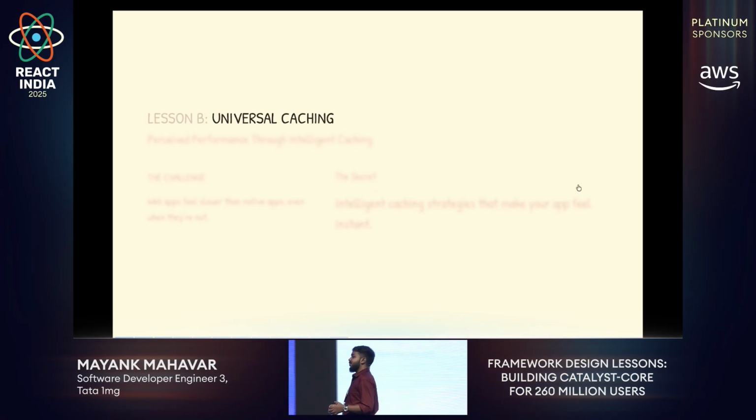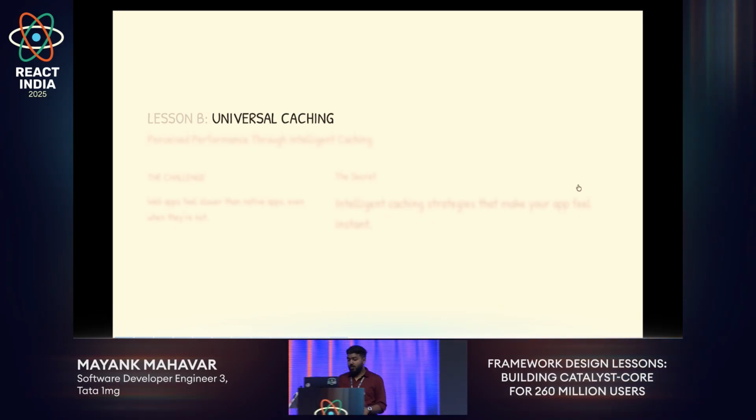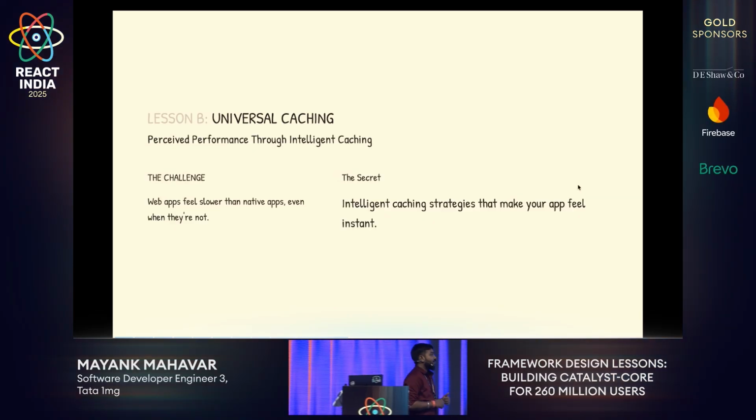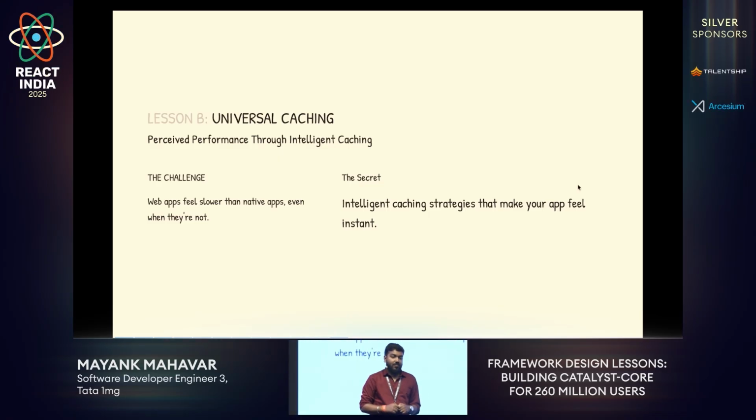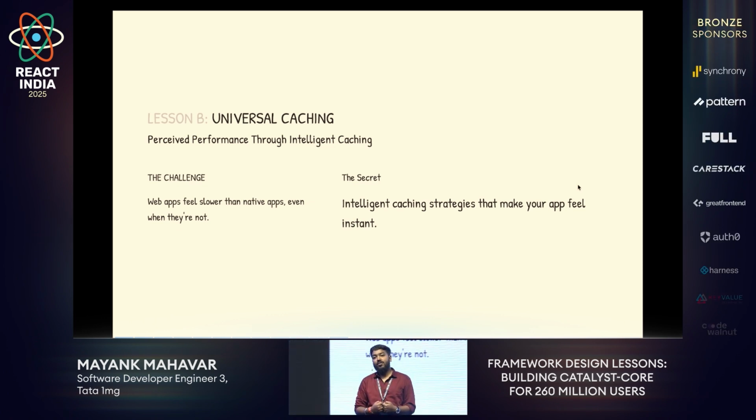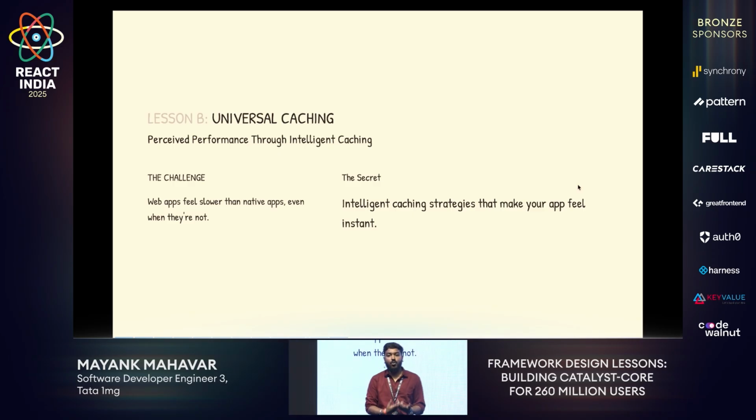But even if the web app is not slow, it feels slower than the native app, and there is a reason for it. Web has something which native doesn't. Web has a network dependency which native doesn't. Native serves its assets directly from local, so that dependency can never be removed.